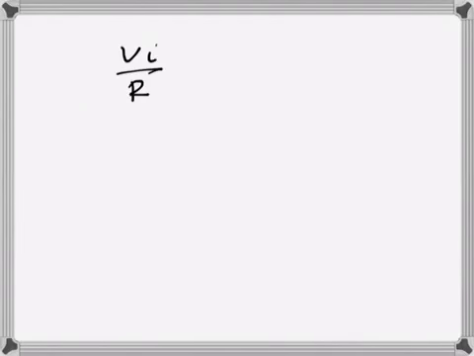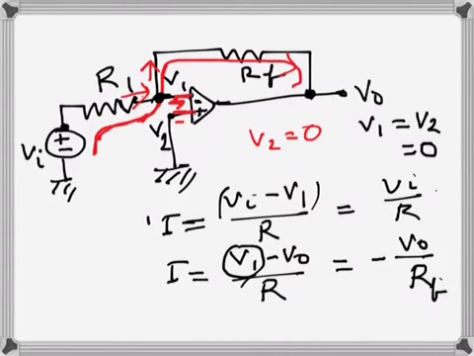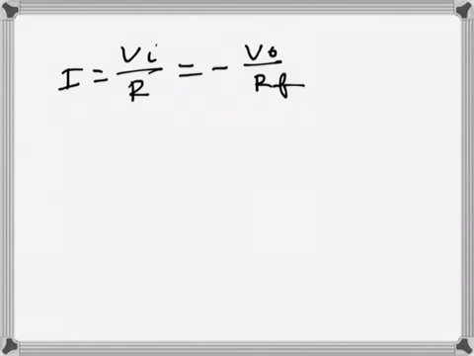Vi over R, I is equal to minus V0 over RF. Did I write RF here? RF it will be, of course, this is RF, I made a mistake here, because this resistance is RF, this one is RF, so yeah, this will be RF. Then I can write V0 over Vi as minus RF over R.